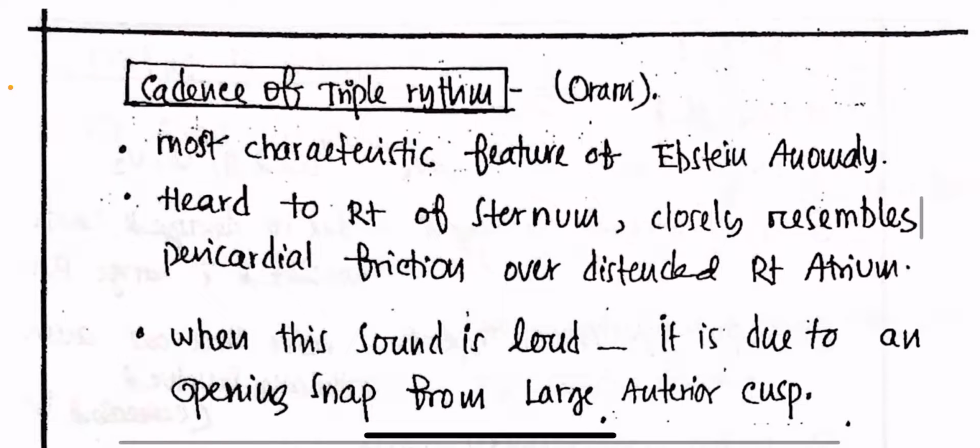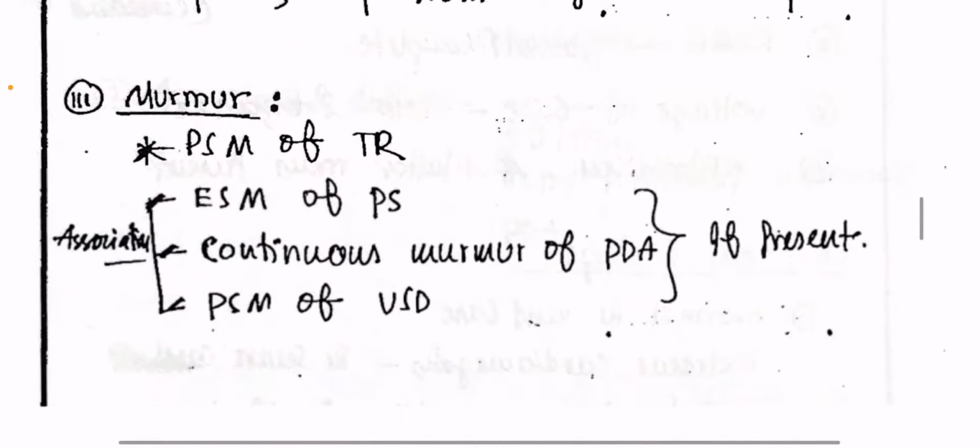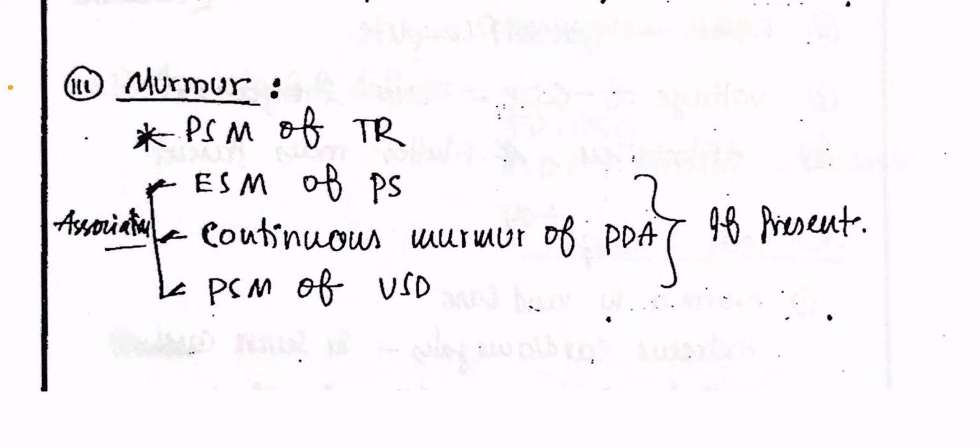Now, what is cadence of triple rhythm? Most characteristic feature of Ebstein anomaly, heard to the right of sternum, closely resembles pericardial friction over distended right atrium. When this sound is loud, it is due to an opening snap from large anterior cusp. Now, murmur: pansystolic murmur of tricuspid regurgitation. Associations are ejection systolic murmur of pulmonary stenosis, continuous murmur of PDA, pansystolic murmur of VSD if present.